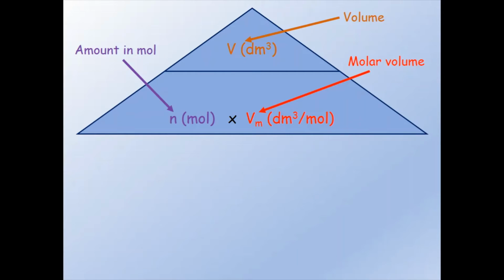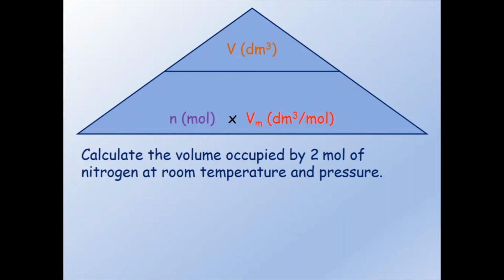Now let us look at an example question. Calculate the volume occupied by 2 mole of nitrogen at room temperature and pressure. So in this question we have to calculate the volume V, and if we cover up the volume V at the top of the formula triangle, we find that to calculate it we have to take the amount in mole n and times it by the molar volume Vm.